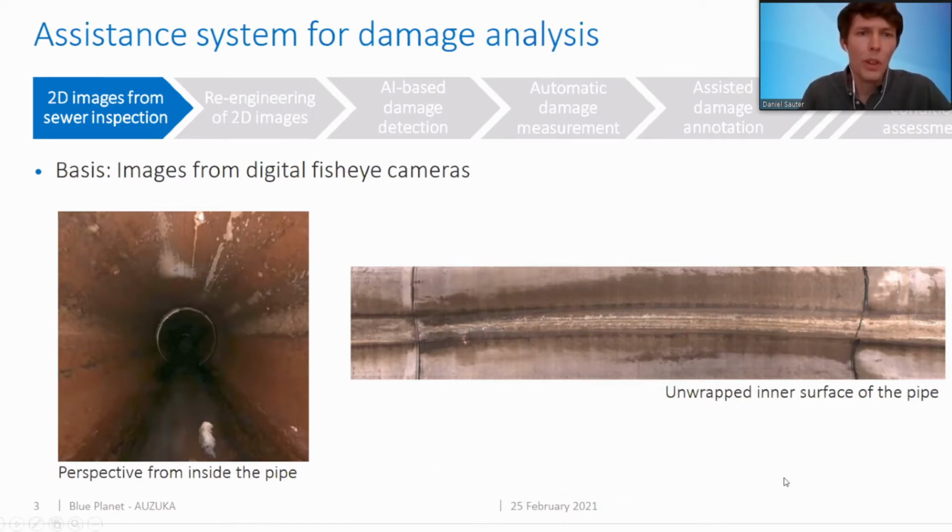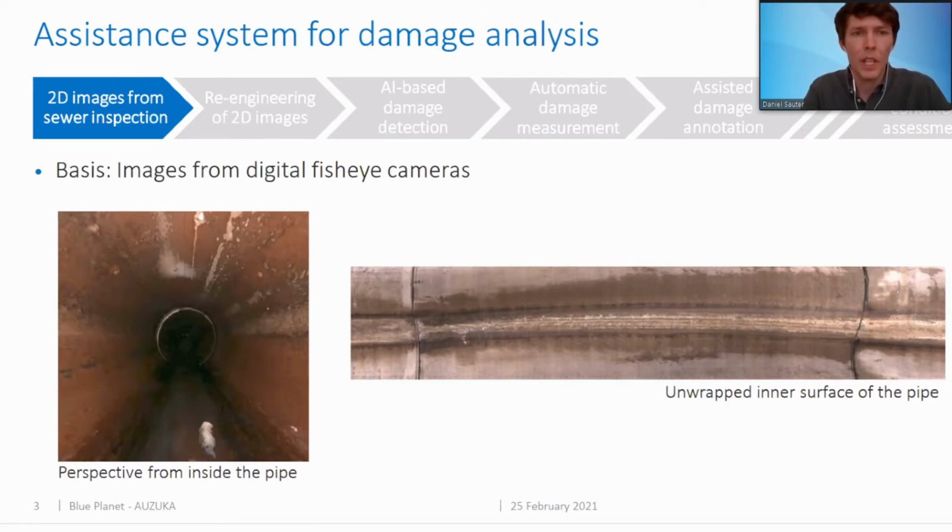We start out with images from digital fisheye cameras, and commercially available software usually has the possibility of having the perspective on the left side, so from inside the pipe, or the perspective on the right-hand side, the unwrapped inner surface of the pipe. So you have to imagine that the pipe is cut open along the longitudinal axis of the pipe, and then it's unrolled. And this is what you get then.